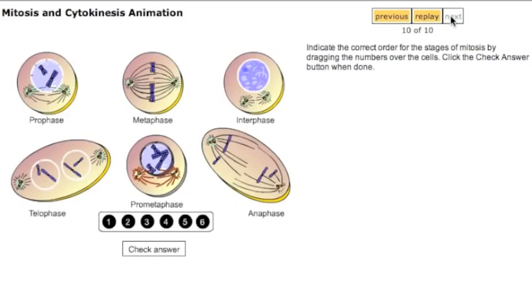Indicate the correct order for the stages of mitosis by dragging the numbers over the cells. Click the Check Answer button when done.